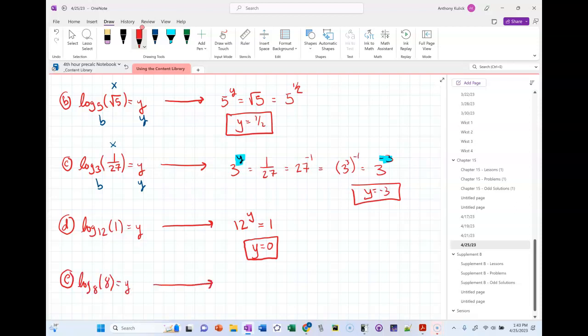Okay. So if I have log base 8 of 8 is equal to y, how do I rewrite that as an exponential equation? I write b, which is 8, to the y is equal to 8, which is the x. Oh, well, y just has to be one, right? 8 to the first is just 8. It was too easy.